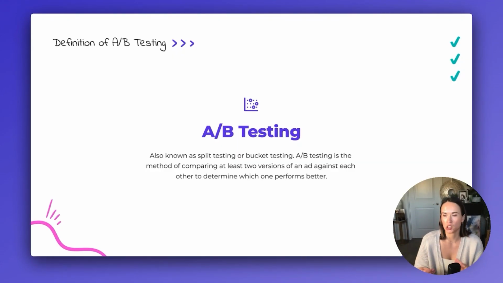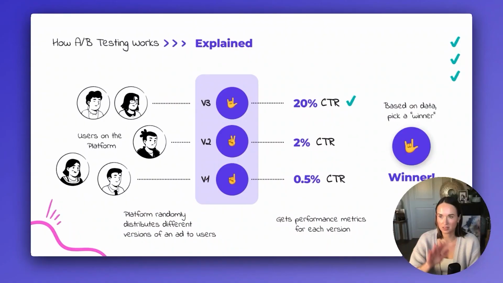What is the definition of A/B testing? A/B testing, also known as split testing or bucket testing, is the method of comparing at least two versions of an ad against each other to determine which one performs better. This is a visual that just explains what this looks like. We have users on the platform. We have a version 1, a version 2, and a version 3.